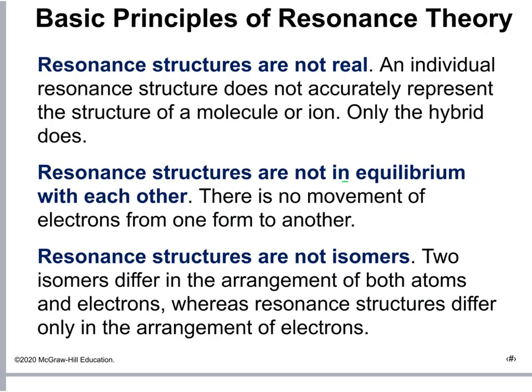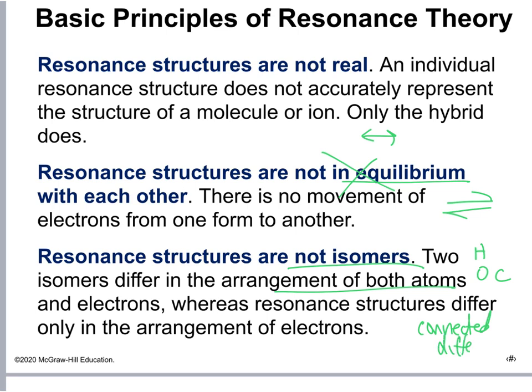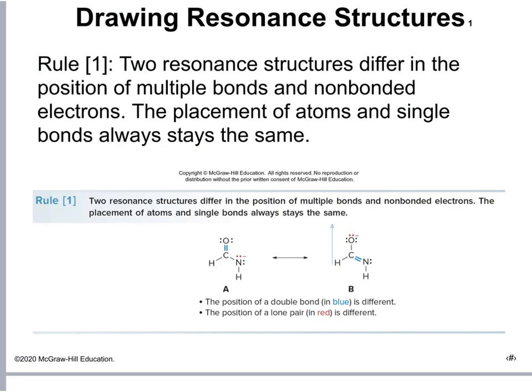Resonance structures aren't real. They're not in equilibrium. Equilibrium is what we'll be talking about in the next chapter. Equilibrium arrows are forward and backward, whereas a resonance structure uses a double-headed arrow. And they're not isomers. Isomers have different arrangements of the atoms, so the hydrogens or the oxygens or the carbons are connected differently. That is an isomer. These are not isomers. These are just the movements of electrons.